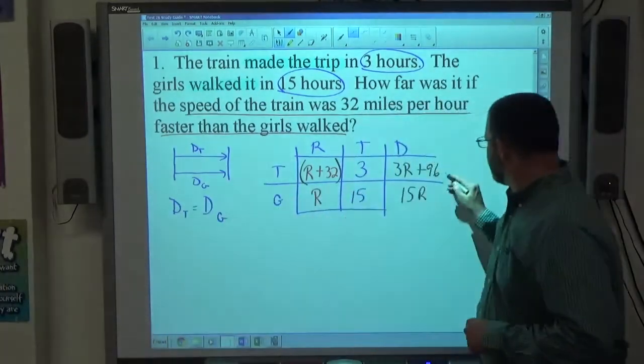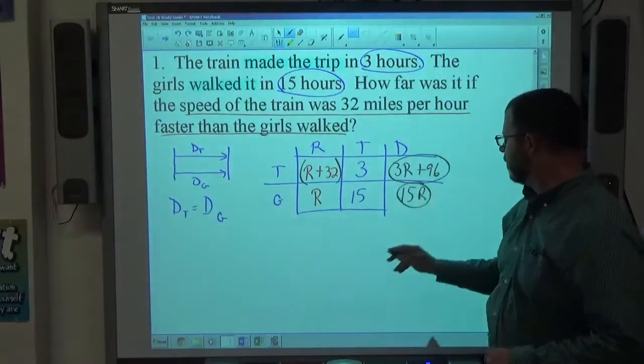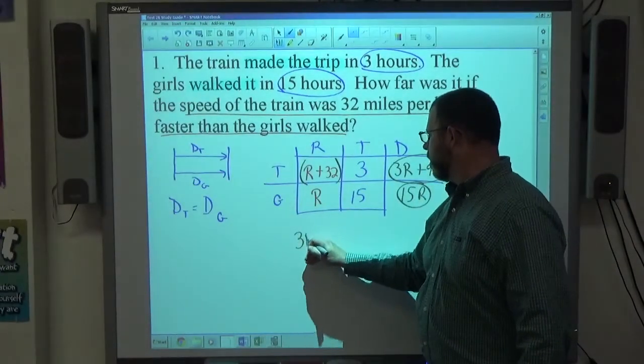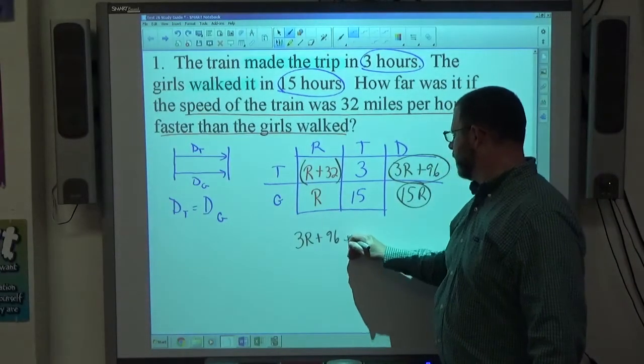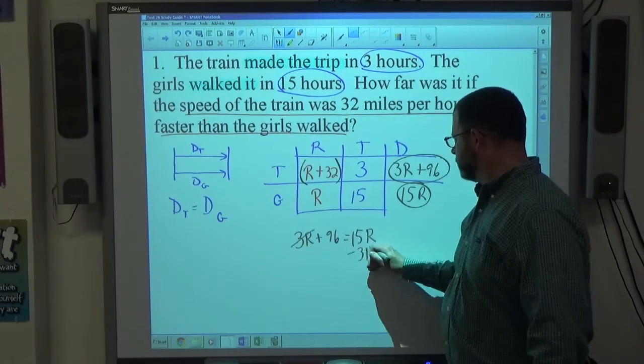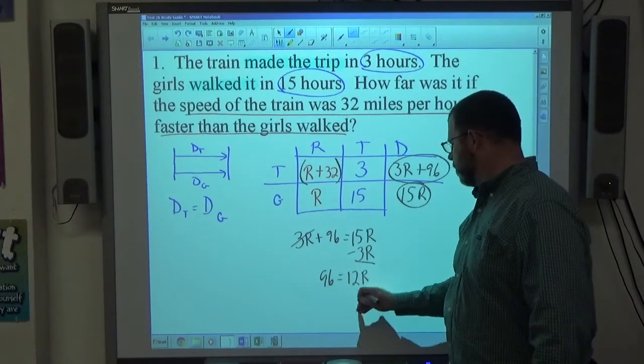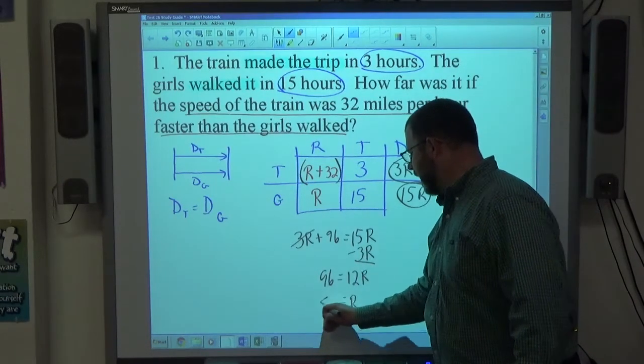Distance of the train, which is this expression, equals distance of girls, which is this expression. So we set that equation up: 3R plus 96 should equal 15R. Move the 3R over. That gets me 96 equals 12R. We divide by 12, we get R equals 8.